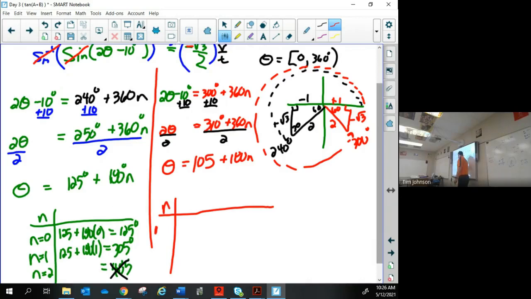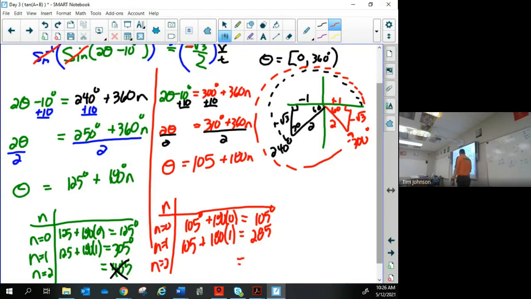Then we do the same thing down here. That n is 0, 105 plus 180 times 0. Probably don't have to show all that work, but I'm doing it just so you guys refresh your memory on what we did when we were doing these. And when n is 2, let's add another 180 onto this, and we get 465. And we know that 465 is too much. So answers for theta are 125 degrees.